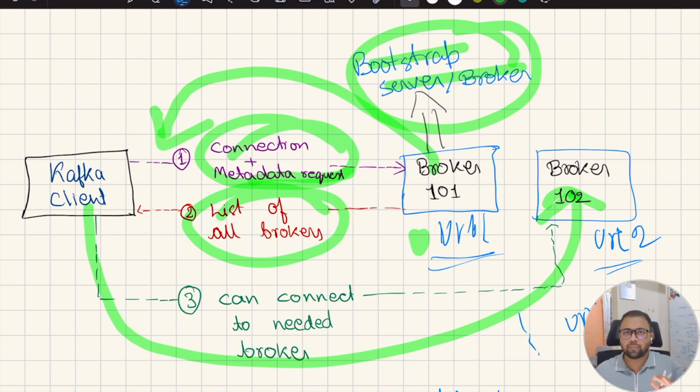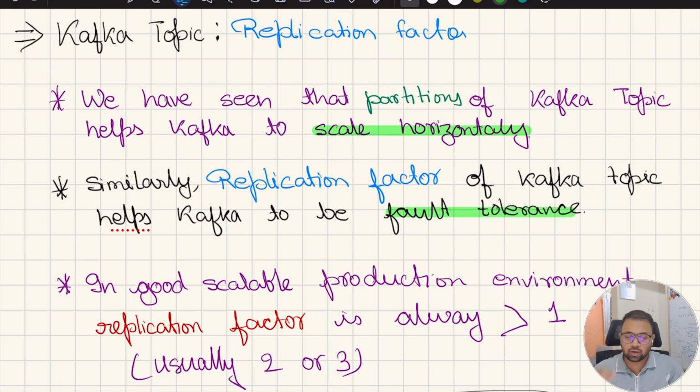This is very, very simple. And what is a broker? Broker is nothing but a machine where one of the partition of Kafka topic can be present, and combination of all these brokers will be called as Kafka clusters. Well and good. Now, I've told you multiple times that scalability of Kafka is determined by the number of partitions of Kafka topics. But there is one more important concept, which is replication factor.